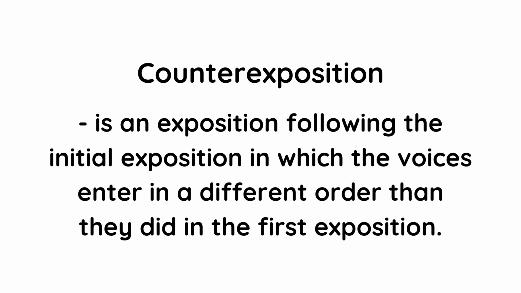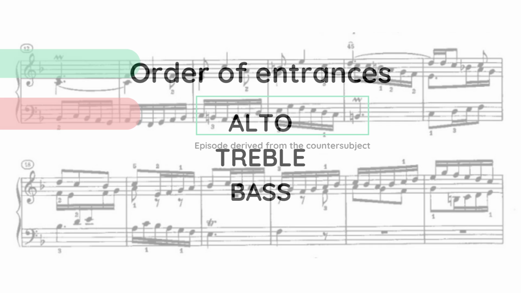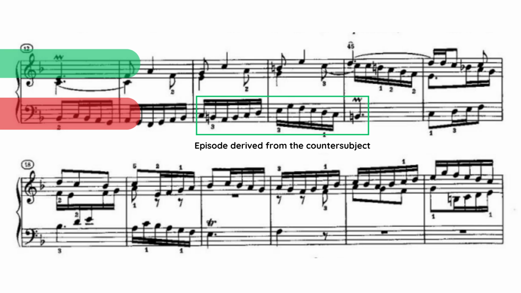For those who do not know, a counter exposition is an exposition following the initial exposition in which the voices enter in a different order than they did in the first exposition. In the beginning of this fugue, the subjects were introduced in this order: first by the alto, and then the soprano, and then the bass. Now let's go back to the fugue and see the order of its appearance in the counter exposition.